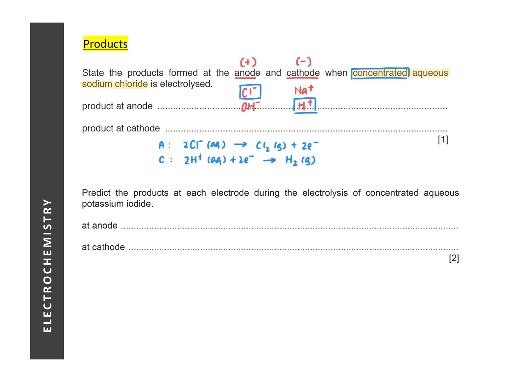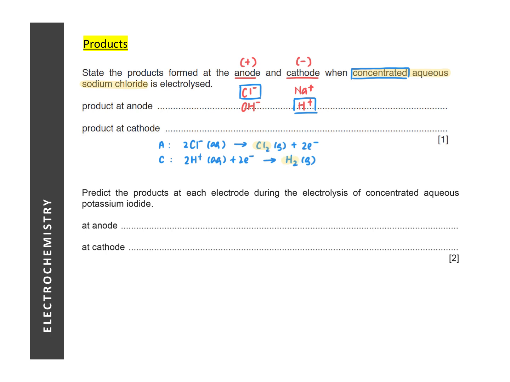Now with the half equations, actually even without the half equations, you should be able to predict the products that are formed already. When chloride is discharged at the anode, it will be oxidized to chlorine gas. When hydrogen is discharged at the cathode, it is reduced to hydrogen gas.